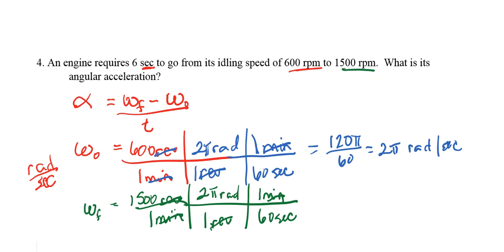Oh, I just realized the earlier one is 600, not that. So this should be 100. That should be 1200. So that should be 20 pi. That's going to be a big deal if I miss that. Okay, so the top down here is 1500 times 2. That's 3000 pi. The bottom is 1 times 1 times 60. So 300 divided by 6, that's 50 pi radians per second.